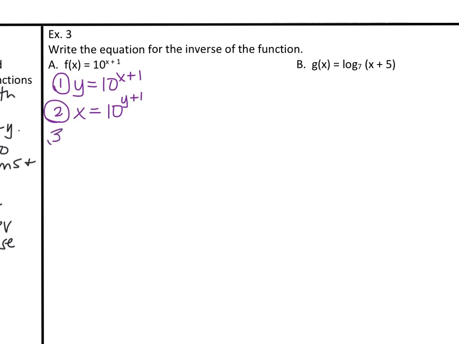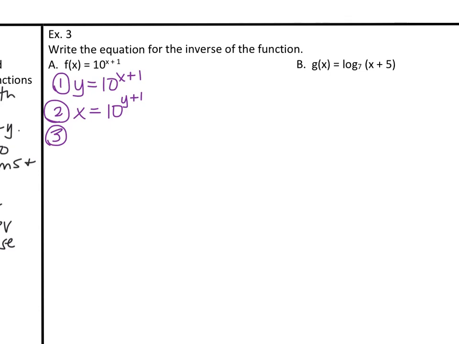The second step, we just switch x and y. And then the third step, technically, is solve for y. However, we get stuck because y is the exponent. What we need to do is loop it to change forms. In steps 1 and 2, it's exponential. That means in step 3, we need to make it logarithmic.